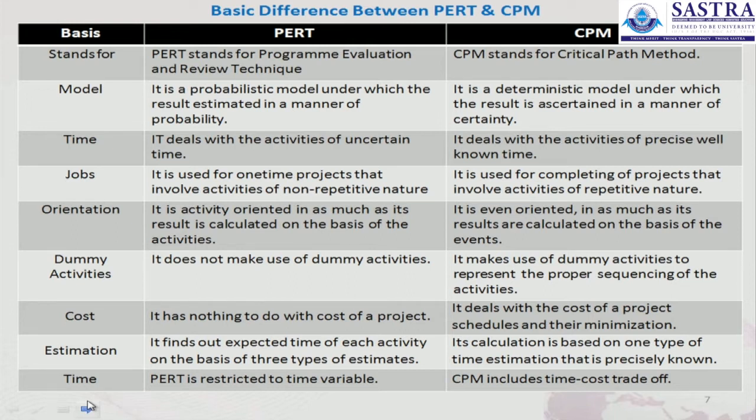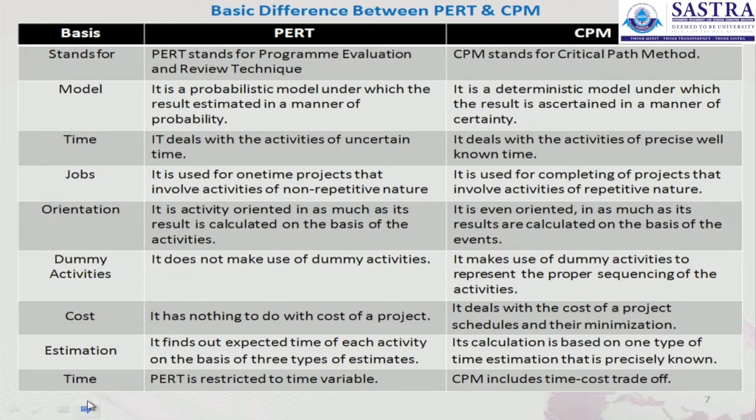So here I am giving the basic differences between PERT and CPM. The basis I have given in the first column, PERT in the second column, and CPM in the third column. In the first column, the basis, PERT means Program Evaluation and Review Technique, but CPM means Critical Path Method.